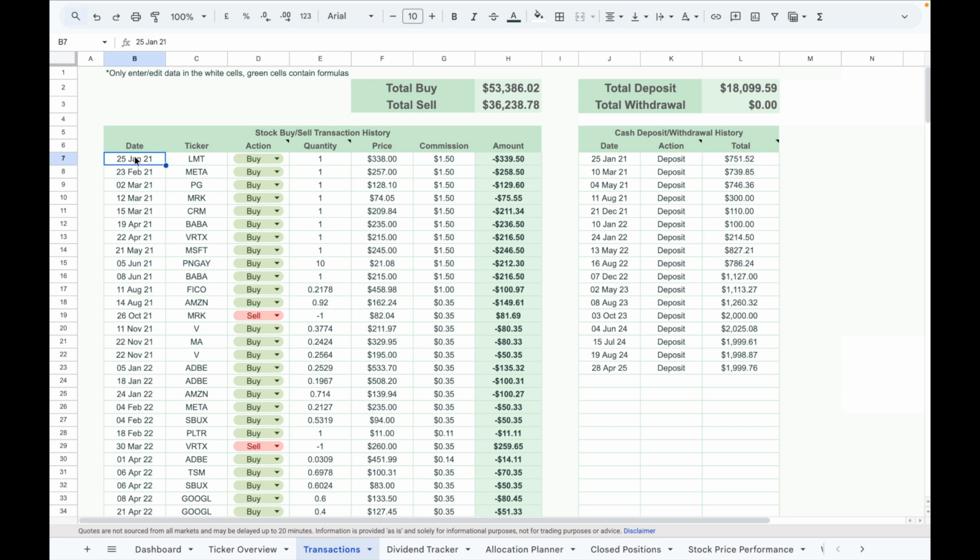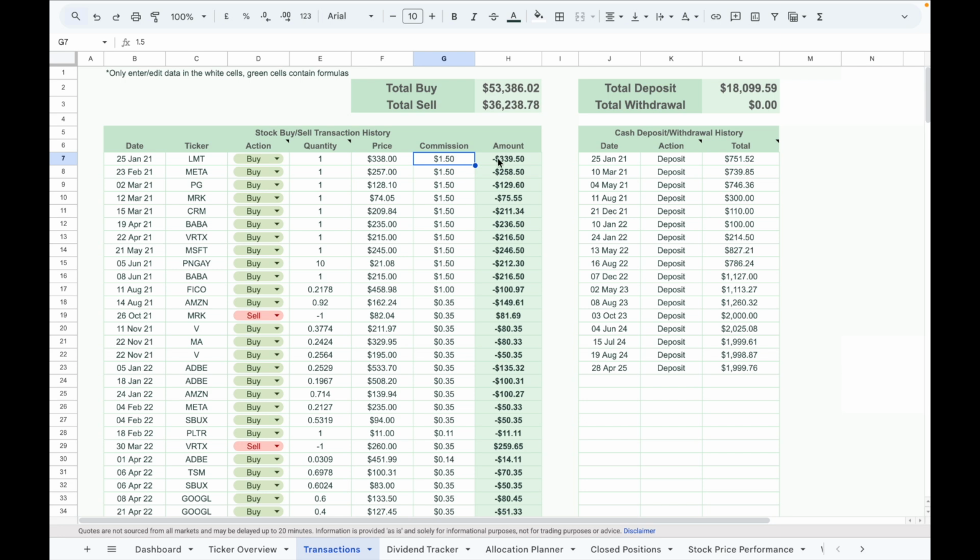Next, go to the stock buy or sell transaction history section to input your stock transaction. Enter the date, input the stock ticker, select buy or sell from the drop-down list and enter the quantity of shares purchased or sold. If you sell the stock, remember to put a minus sign in front of the quantity. Then enter the stock price followed by commission amount.